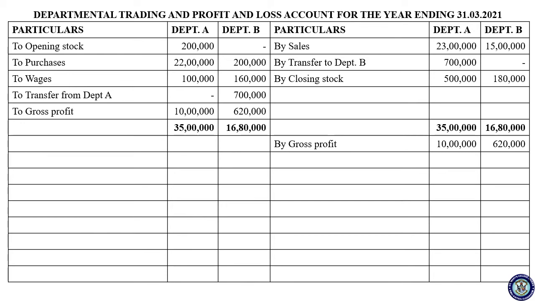Okay, next you have to apportion the other expenses. The first one is traveling expenses, and the ratio given is 1:2. "To traveling expenses" 1:2, so total 1,50,000. So 1:2 means it is 50,000 and 1 lakh.